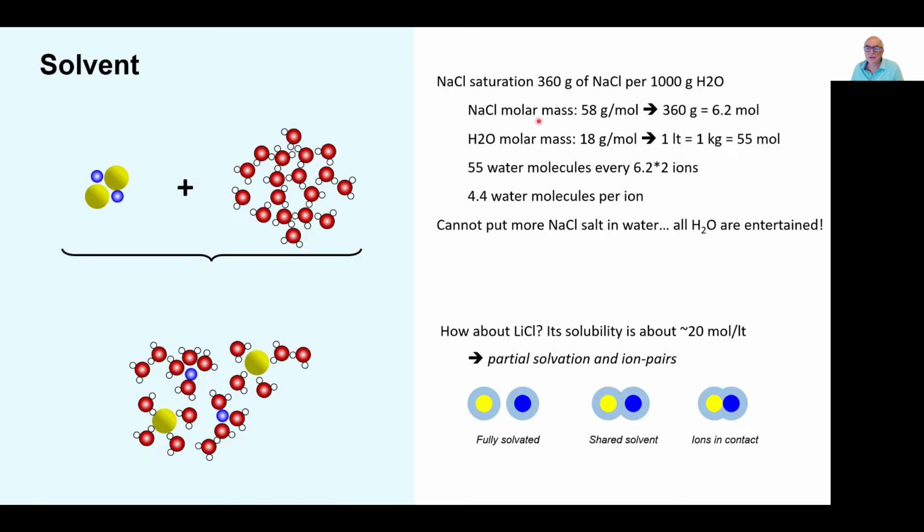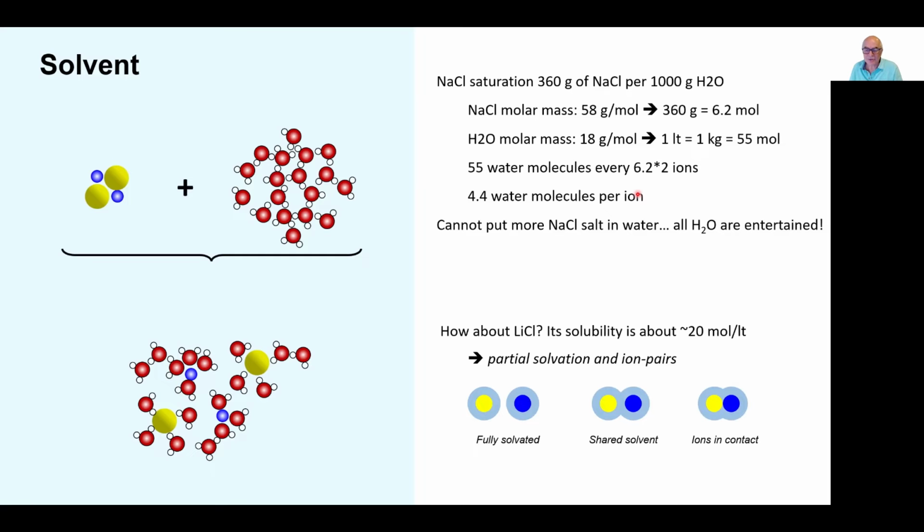And this happens pretty much when you have about 6 molar in the case of sodium chloride. If you check the numbers, you will see that there are about 4.5 water molecules per ion. There is not much free water left, and therefore it cannot hydrate more salt. If you put more salt, this is a brine, and the salt will fall off to the bottom and will not be dissolved.